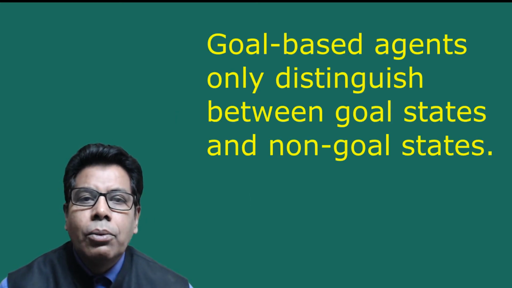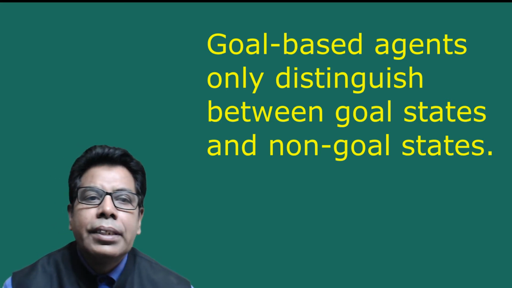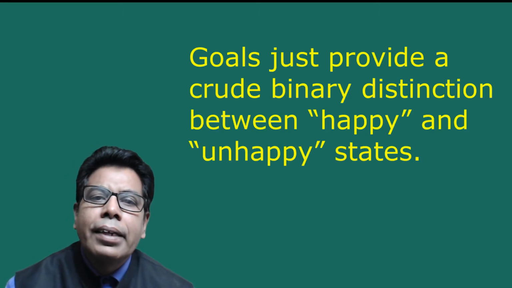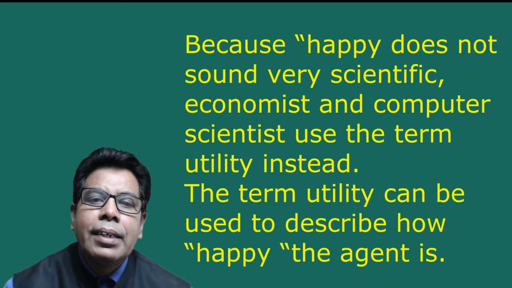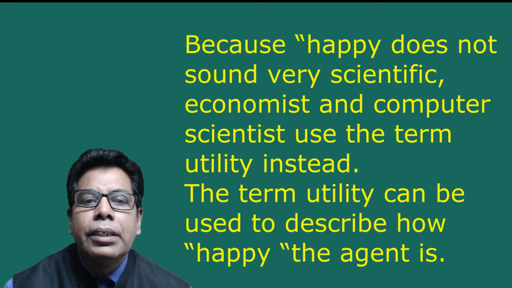Goal-based agents only distinguish between goal states and non-goal states. Goals alone are not enough to generate high-quality behavior in most environments. Goals just provide a crude binary distinction between happy and unhappy states. A more general performance measure should allow a comparison of different world states according to exactly how happy they would make the agent. Because happy does not sound very scientific, economists and computer scientists use the term utility instead.